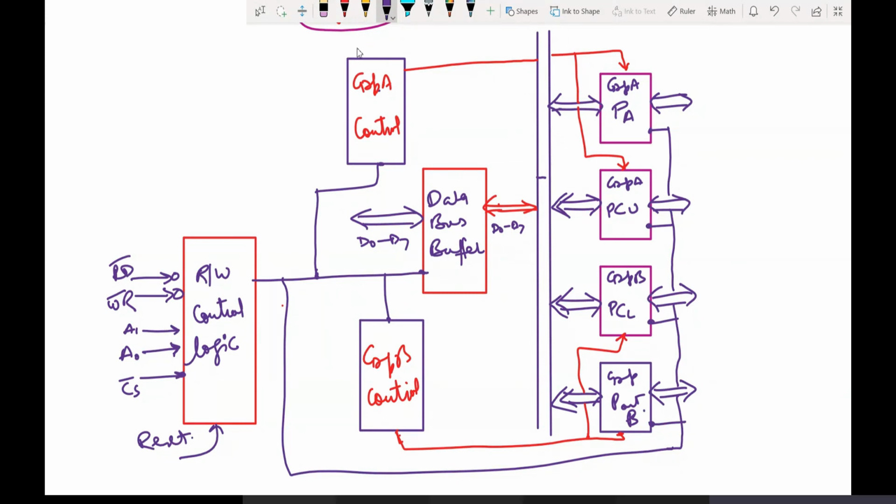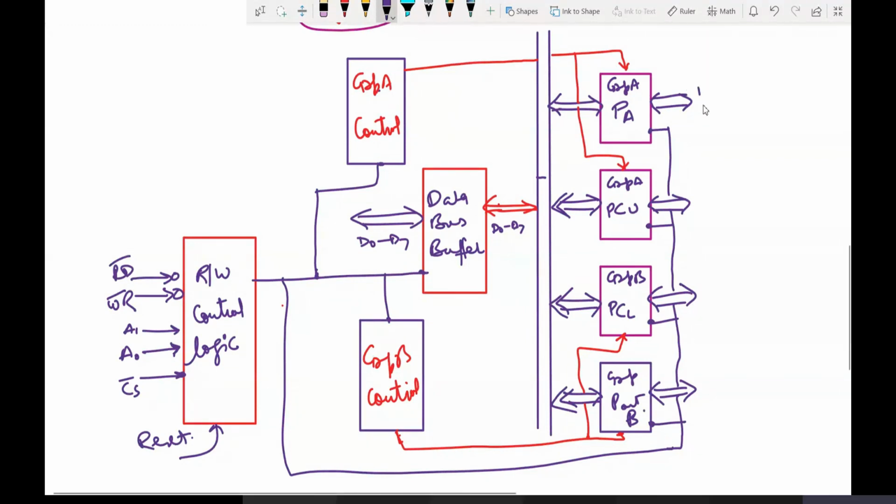Can you see that? Yes, sir. Okay, and group A is connected with group A only, and group B is connected with group B only. And there is one data bus buffer which is connected to the data bus, bidirectional on both sides. Fine. Now let's add some more detail to this recipe.